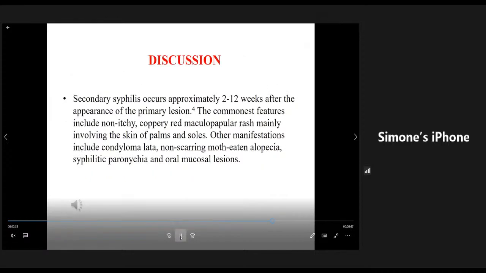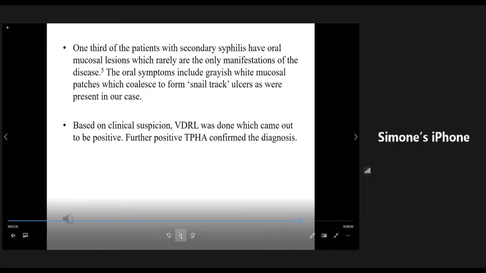Secondary syphilis occurs approximately 2 to 12 weeks after the appearance of the primary lesion. The commonest features include non-itchy coppery red maculopapular rash involving the skin of the palm and soles. Other manifestations include condyloma lata, non-scarring moth-eaten alopecia, syphilitic paronychia, and oral mucosal lesions. One third of the patients with secondary syphilis have oral mucosal lesions, which rarely are the only manifestation of the disease.